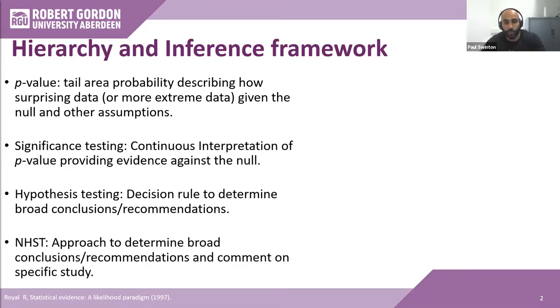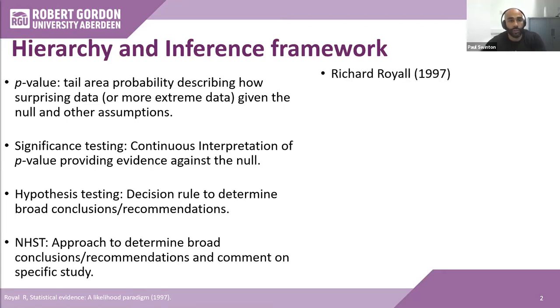The final use of p-values is what I like to think of as null hypothesis significance testing, or NHST for short. And that's where the two opposed protocols are brought together. The researcher tries both to make broad conclusions and recommendations, but also tries to attach that significance value specifically to the study as well. So they're trying to achieve both things with the p-value, and that tends to be where most individuals feel that there are extreme limitations.